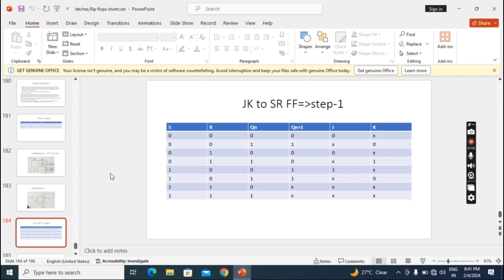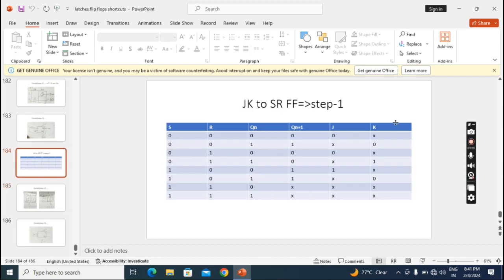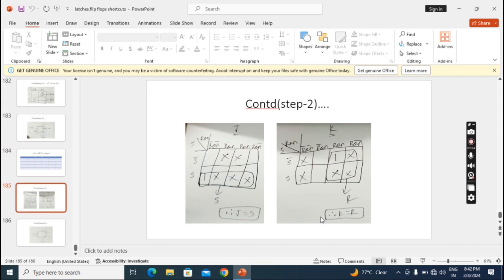Then the second step: we have to determine the simplified equations for the given flip-flop's data inputs J and K, by assuming the required flip-flop's data inputs and the present state as K-map variables. So S, R, and Qn become K-map variables, so we need a 3-variable K-map to determine J and to determine K. Now J will become S, K will become R.